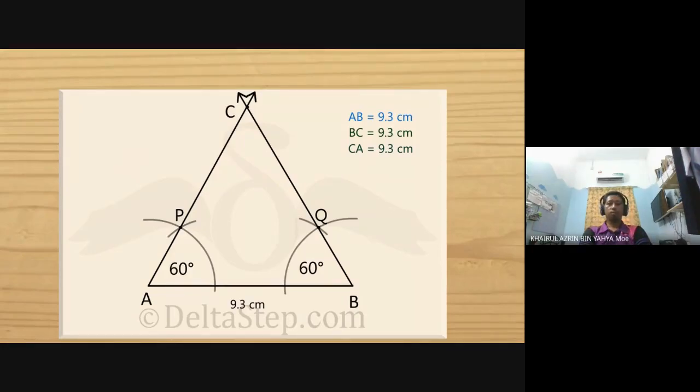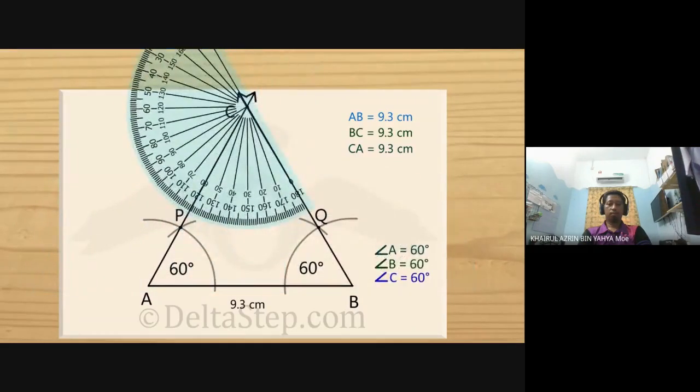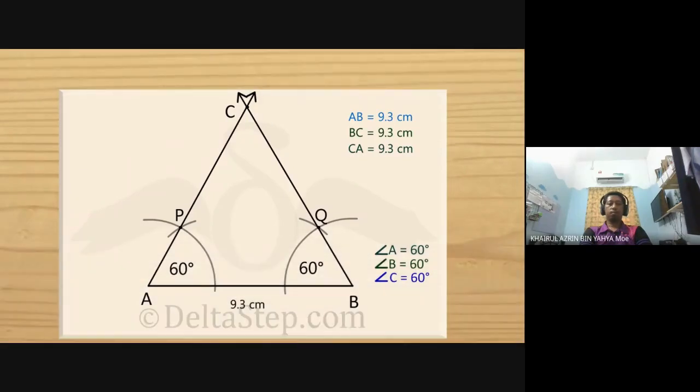We also measure the angles A, B and C using a protractor. We observe that each of the angles measures 60 degree. So this is how we can construct an equilateral triangle.